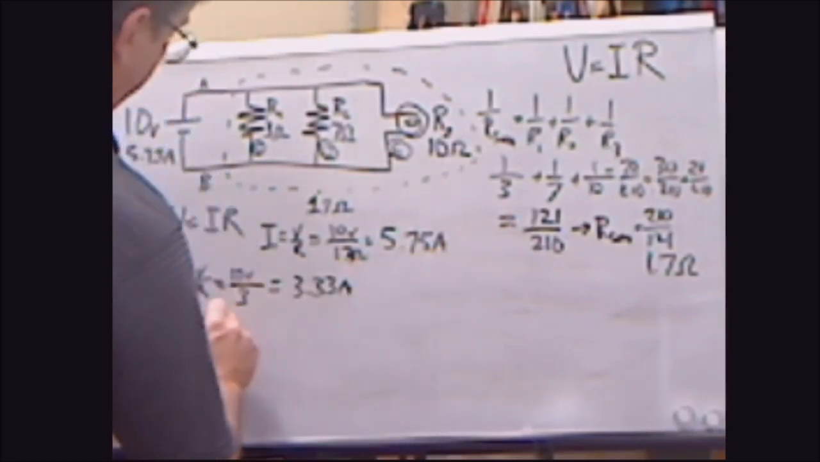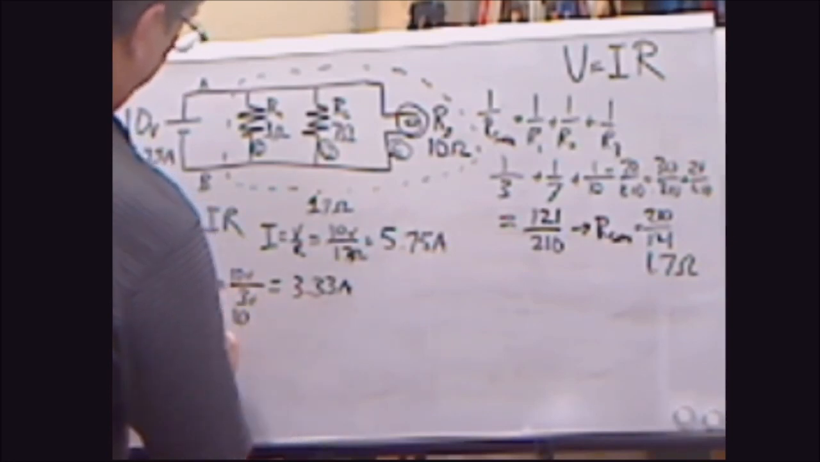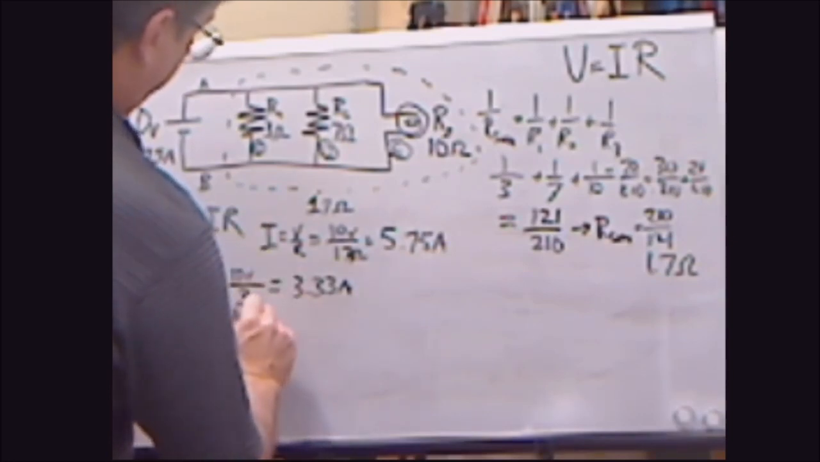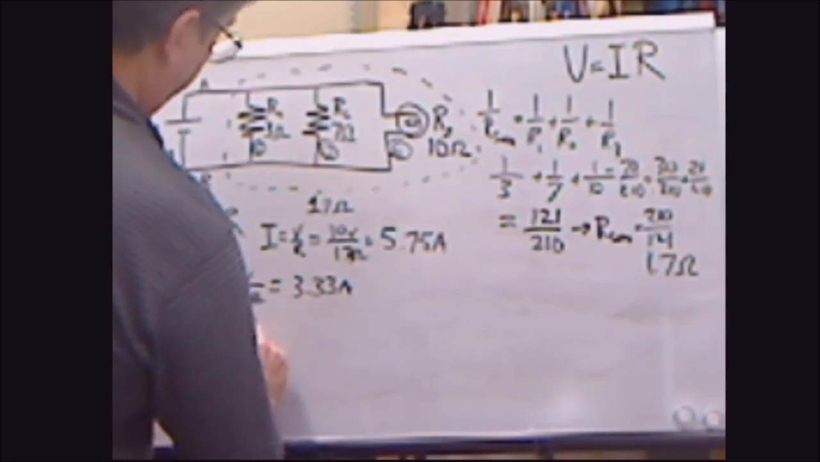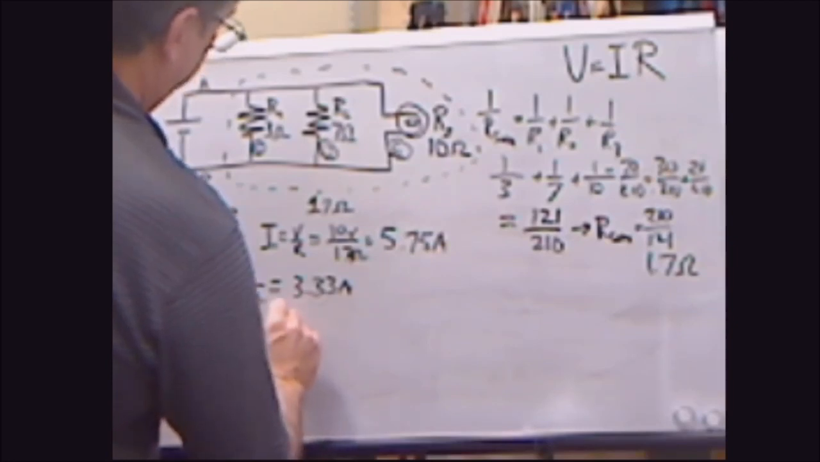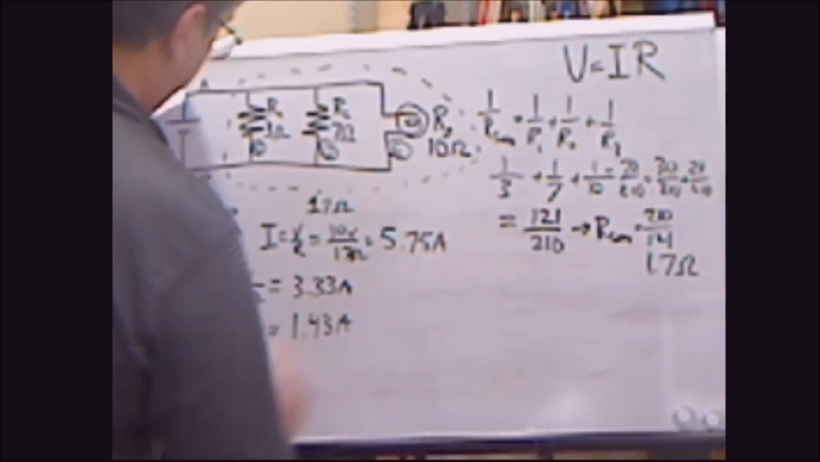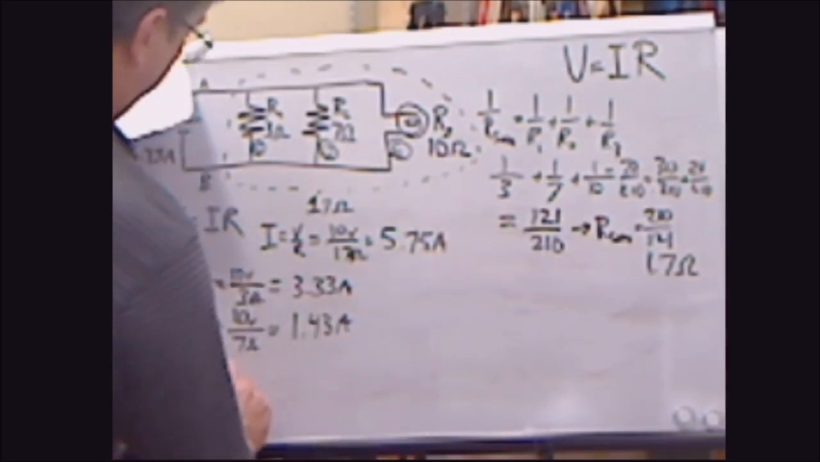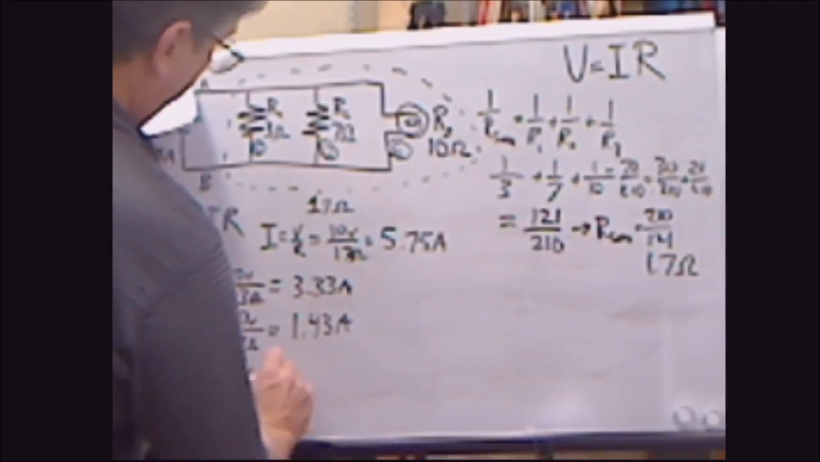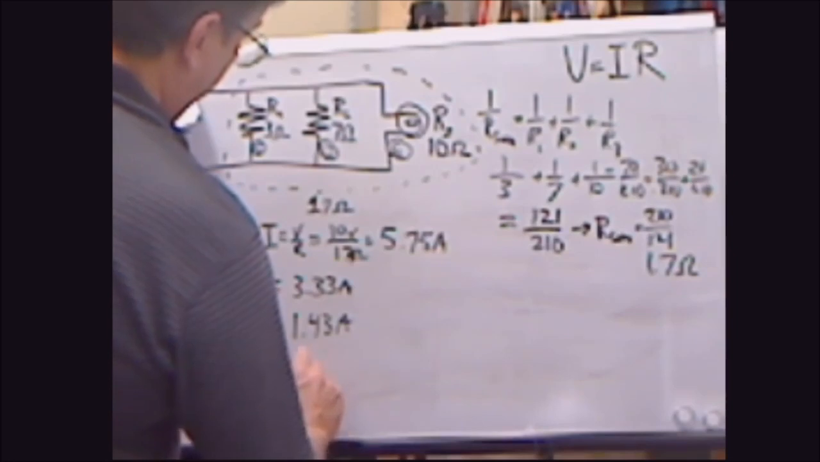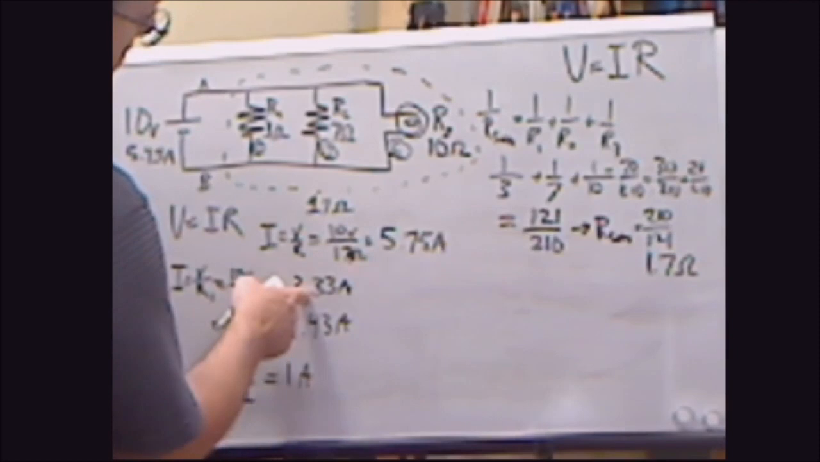amps. And then the next one, I'm going to move more quickly here. That's R1. This is going to be R2, and that's 7 ohms. 10 over 7 is going to give us 1.43 amps. And the last lamp is 10 volts over 10 ohms, which is going to give us 1 amp. And if you add those up, 3.33 and 1.43 and 1 is 5.76.